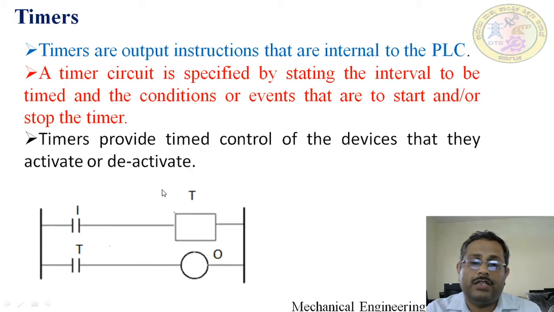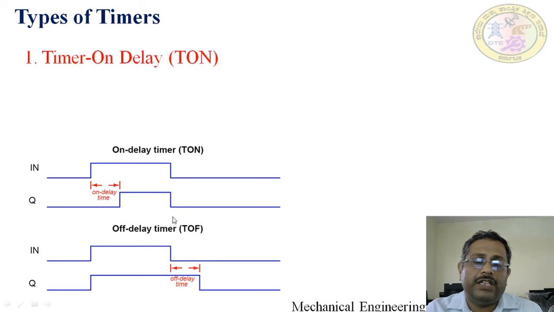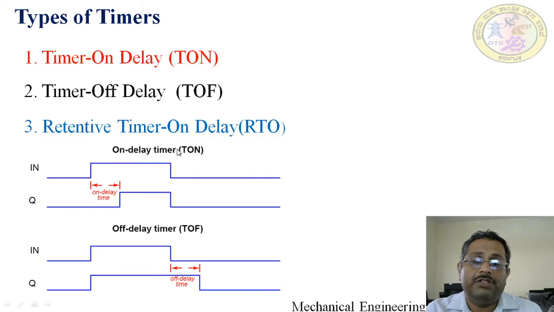And this is the timing circuit. In between the input and output we are placing a timer. Without a timer, when you press the input, the output will be energized suddenly. But if you place a timer, after pressing a button, after some delay of time, the output will be energized. This is called a timer. And there are different types of timers: timer on delay, timer off delay, and retentive timer on delay. We will discuss these types in subsequent experiments in detail.